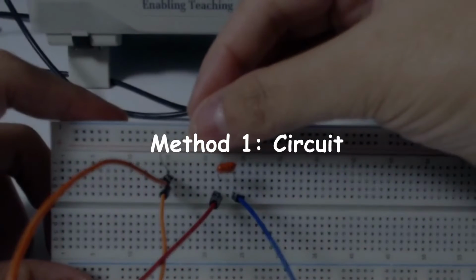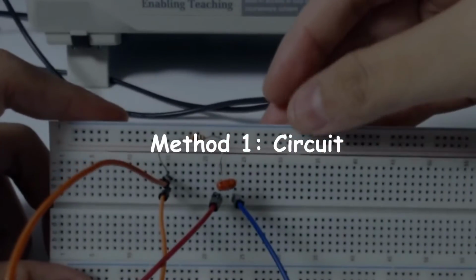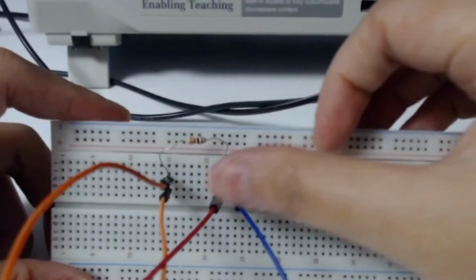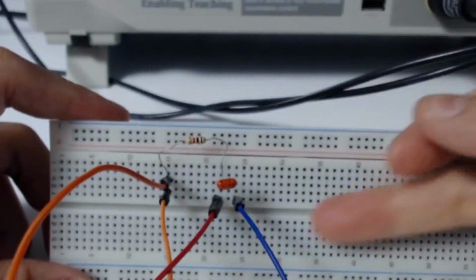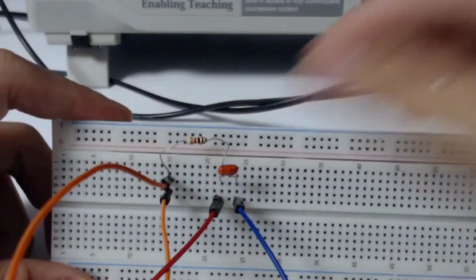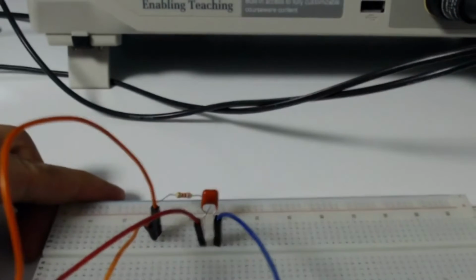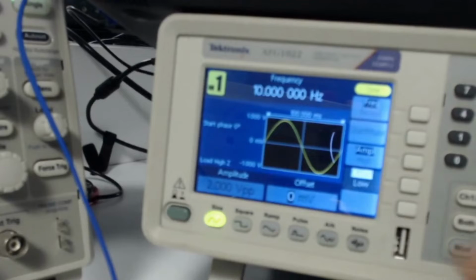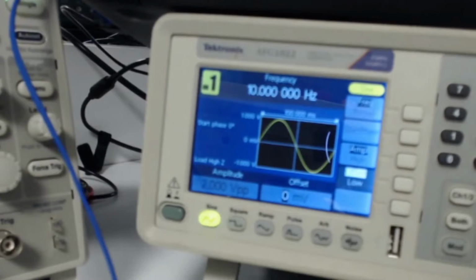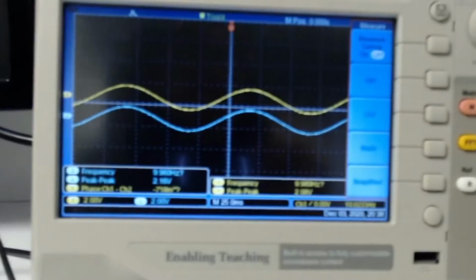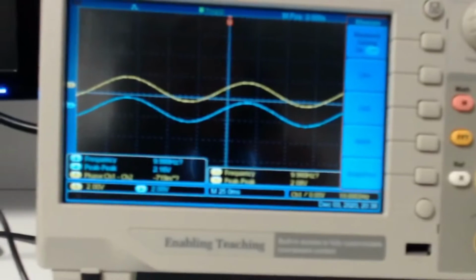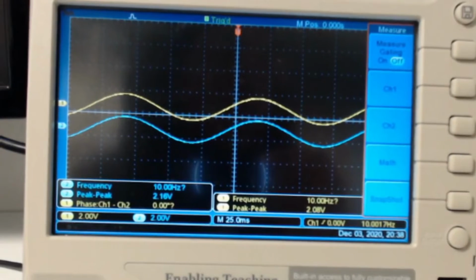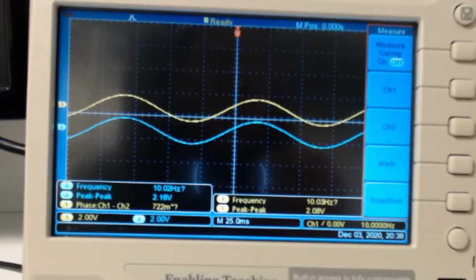So this is our system. It's actually a low pass filter. Input comes through R, output is taken between R and C, and the capacitor goes to ground. First of all, we will give the sine wave with 10 Hz, peak to peak is 2 Vpp, so the amplitude is 1. The blue one is input, yellow is output. You can see it's 10 Hz for both of them.